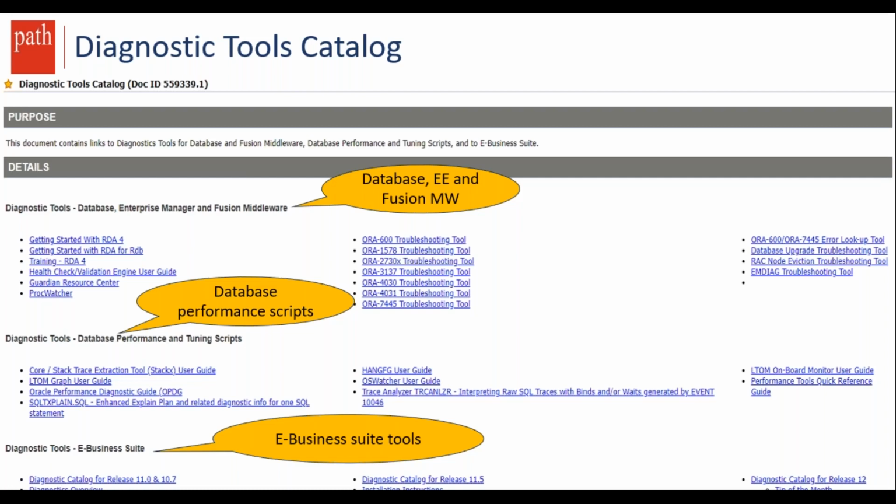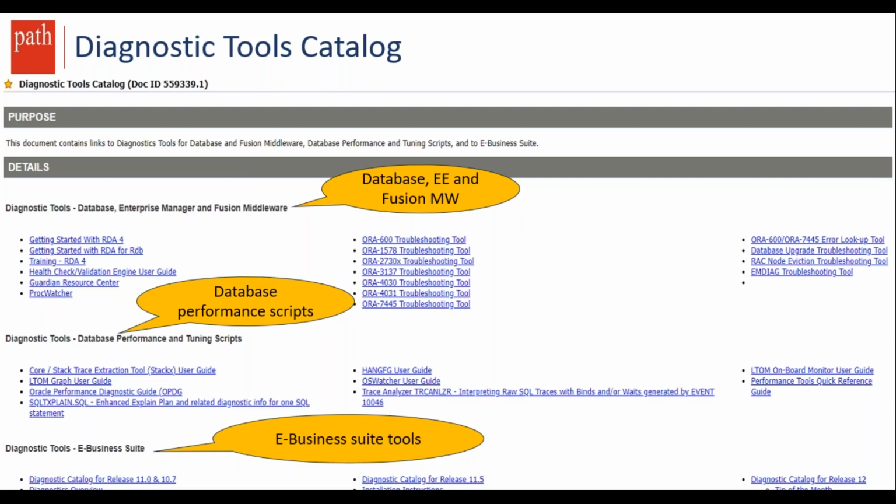To access the diagnostic catalog, you can search MOS for the document ID number 559339.1. This page provides links to multiple diagnostic tools for various Oracle products. Some of these diagnostic tools are used by Oracle support to resolve your issues as well. We can see there are three sections on this page.